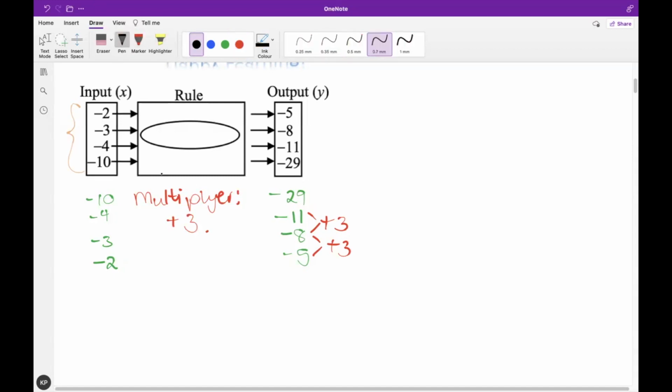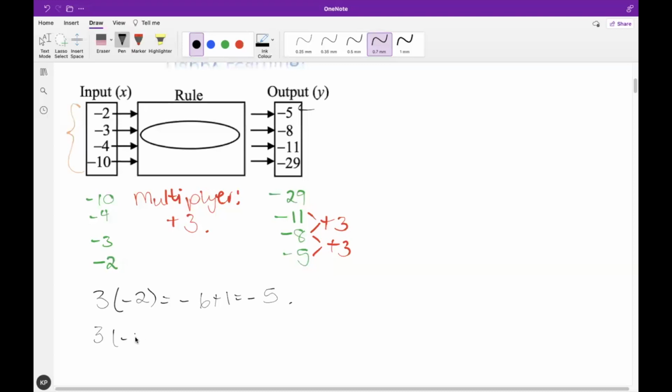So now let's try our formula. So I'm going to say +3 times -2. What's 3 times -2? 3 times -2, that's -6. But I want a -5, so I'm going to add 1 to get to -5. Plus 1 equals -5.